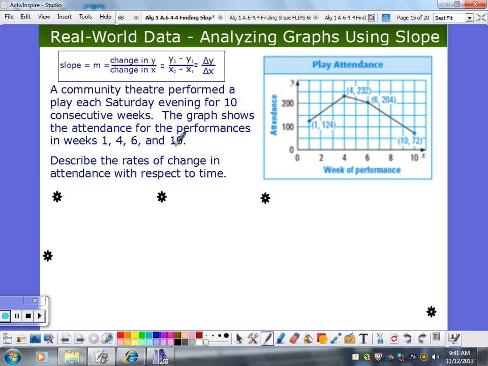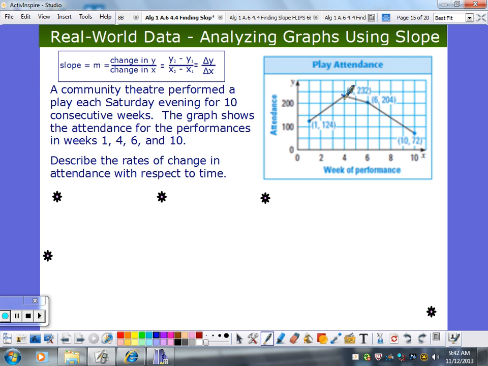This is community theater, and they're recording attendance to the play that they're putting on. So this is weeks. So again, time is my x, and then this is the people who came. So between weeks 1 and 4, what happened to the attendance? What kind of slope do I see? It went up. That's good, right? You're putting on a play, don't you want your attendance to go up?